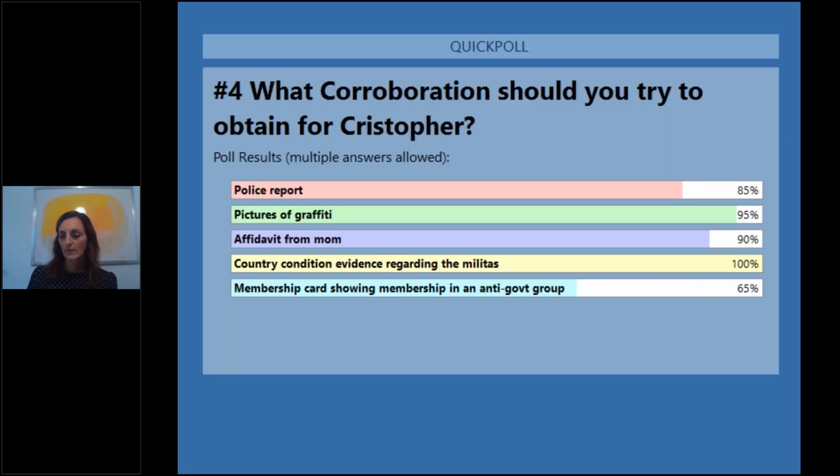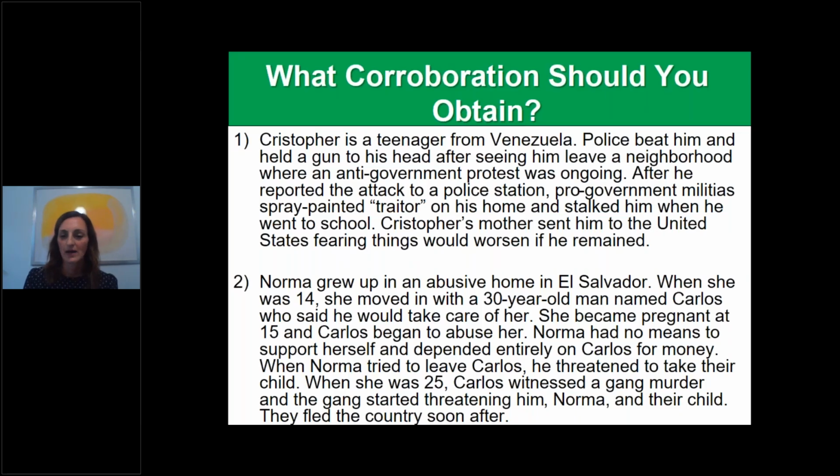Okay, so about 85% said police report, 95% said pictures of graffiti, 90% said affidavit from mom. Multiple answers were okay here in case anyone's trying to figure out this math. 100% said country condition evidence regarding the militias, and 65% said membership card showing membership in an anti-government group. Okay, so I would say, everyone's right this time, basically.